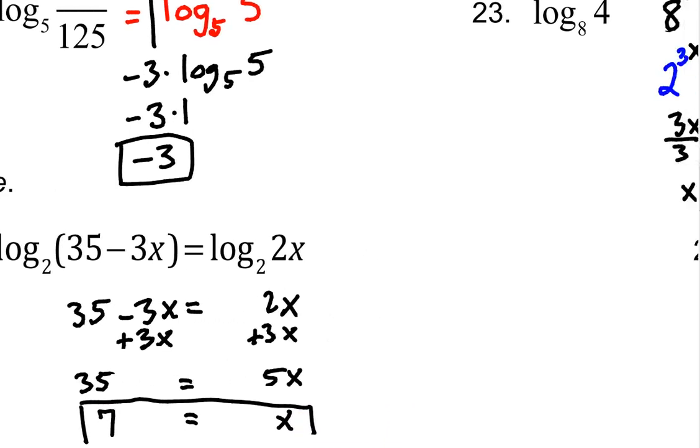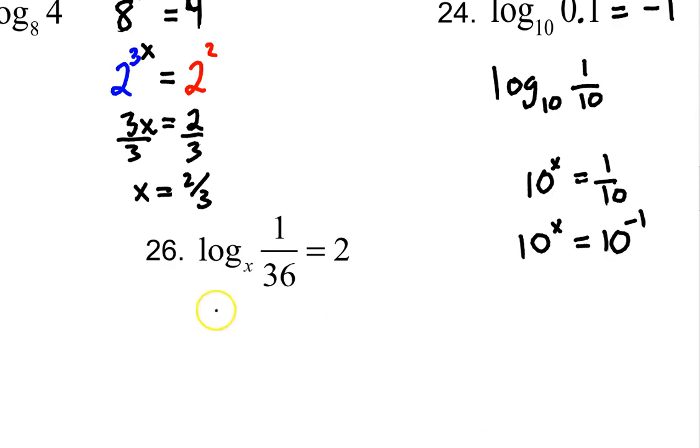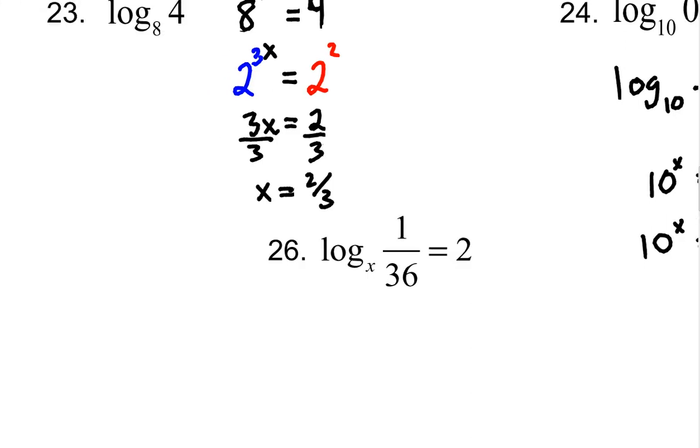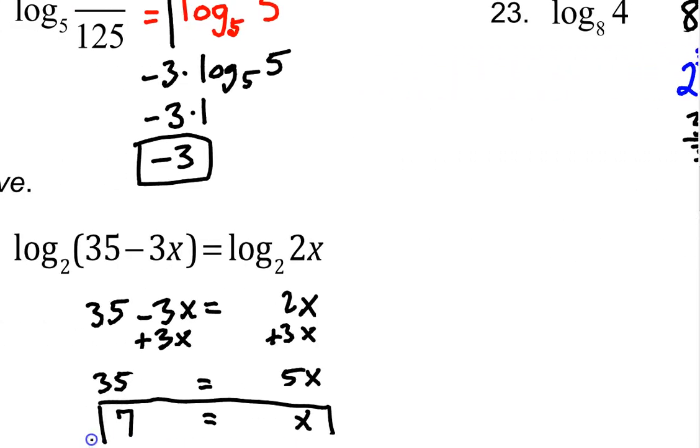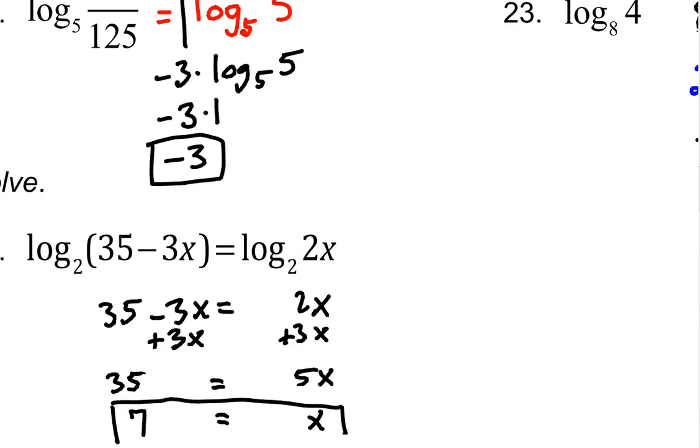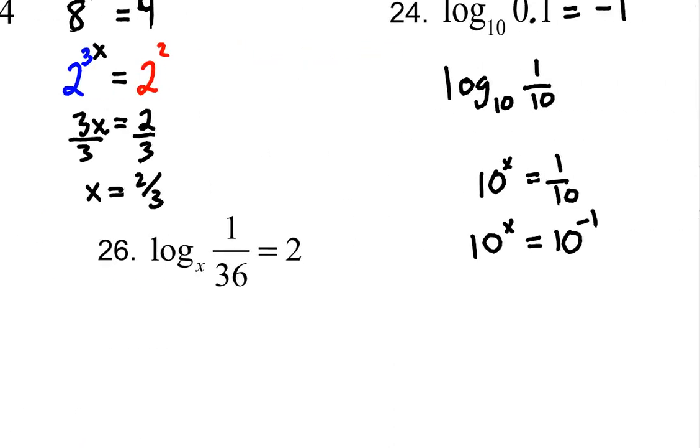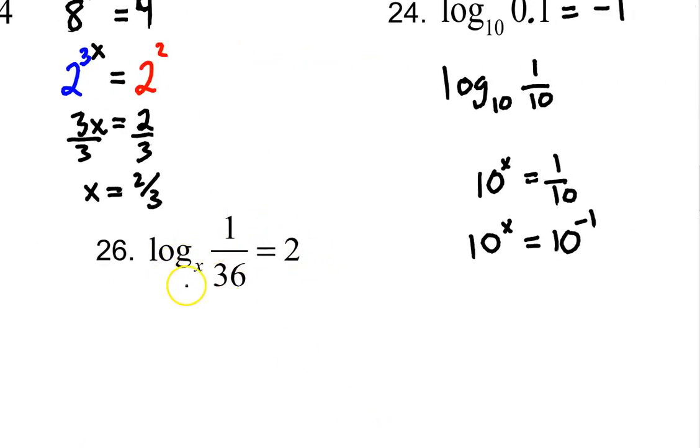The next one, you'll notice, does not have a log on both sides. So it's a different type of problem, and it's important to realize that, so that you don't just get rid of the logs and start solving an equation. We can't get rid of them unless it's the same on both sides. So this is asking, what number, our base, to the second power is 1/36? So what times itself is 1/36?